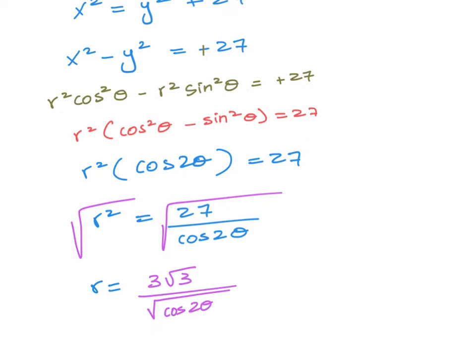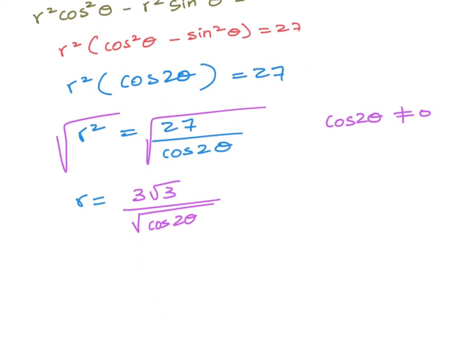Again, remember that cosine 2 theta has to be not equal to 0. It cannot be equal to 0. So what does that mean? When is cosine equal to 0? When the angle is pi over 2 or 3 pi over 2. They didn't specify, so I'm going to write plus k pi. So pi over 2 plus k pi.